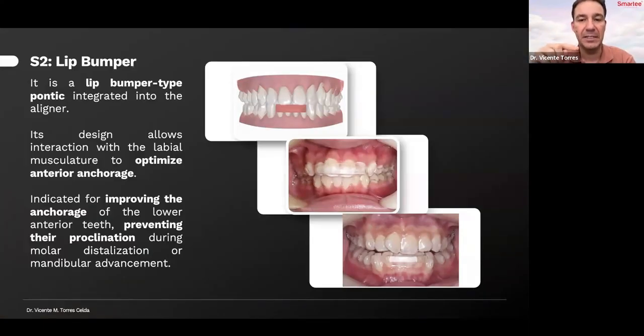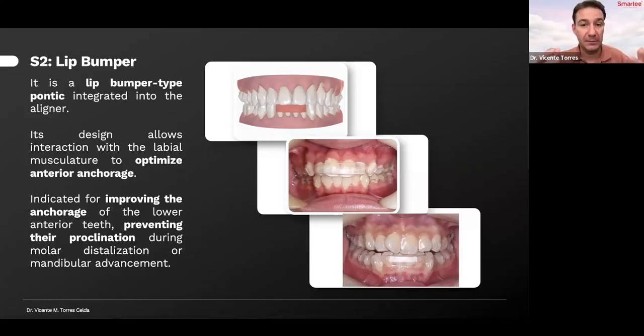In the lower arch, the function is to optimize the anchorage and to avoid the pro-inclination of the lower incisor. You can use it in the lower arch, for example, in these kinds of cases of mandibular advancement to avoid the pro-inclination. Or imagine you are treating a growing patient, and you are using another solution that we have in Smartee, as we talked about in the last webinar, the S16. The S16 solution is the combination of the S11, like this transpalatal arch for expansion, with the S15, with the Smartee buttons, to use for a facial mask.